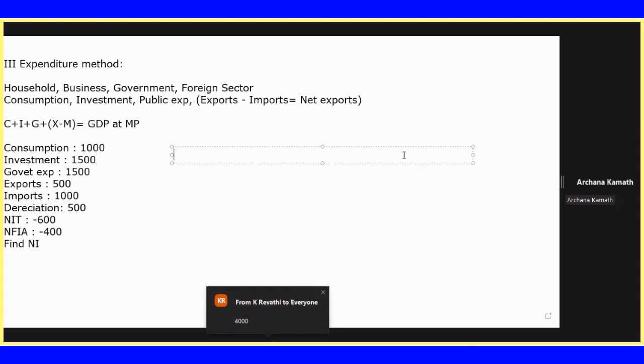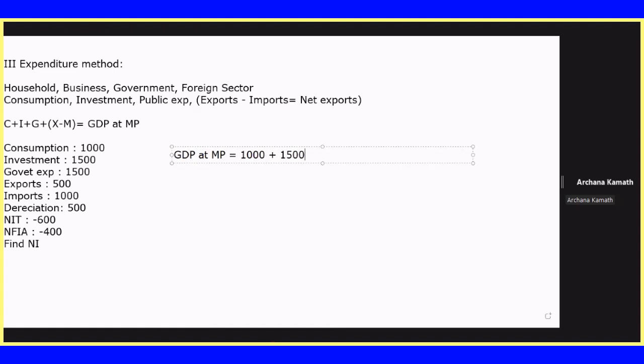Okay, 3,200 is your national income. First, find GDP at market price by adding 1,000, 1,500, and government expenditure as 1,500 again. And be careful here, exports are lesser when compared to imports, so your net exports are going to be negative. So 3,500 is your GDP at market price.